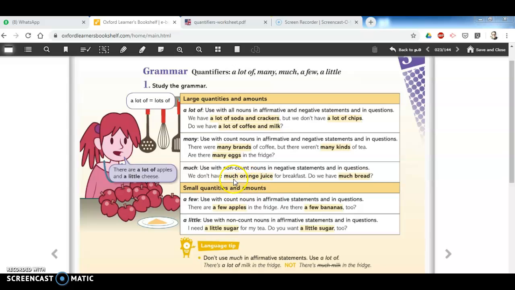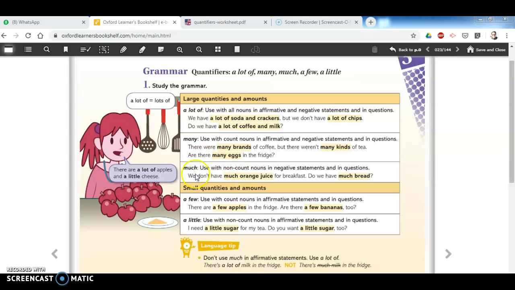In this case, we cannot use many because the orange juice is not countable. We cannot say, no tenemos muchos jugo de naranja. No, this has to be the same as the noun. If the noun is uncountable, we're going to use a quantifier that is okay with that. If this and this don't agree, that is going to be a problem, okay? Do we have much bread? Tenemos bastante pan.